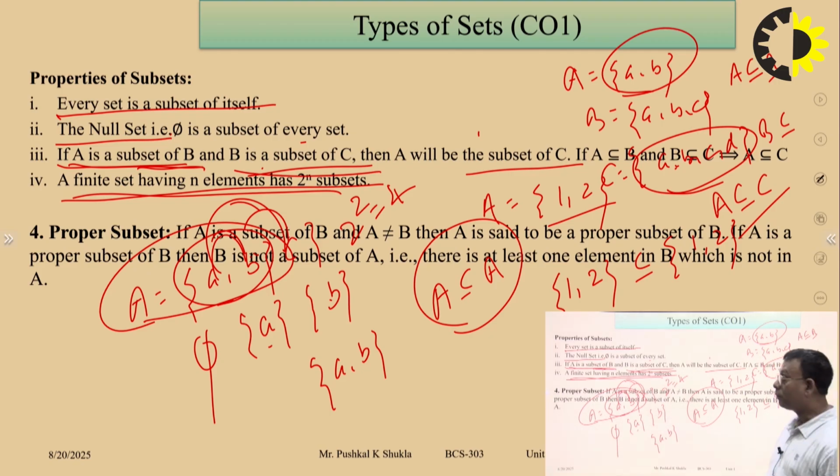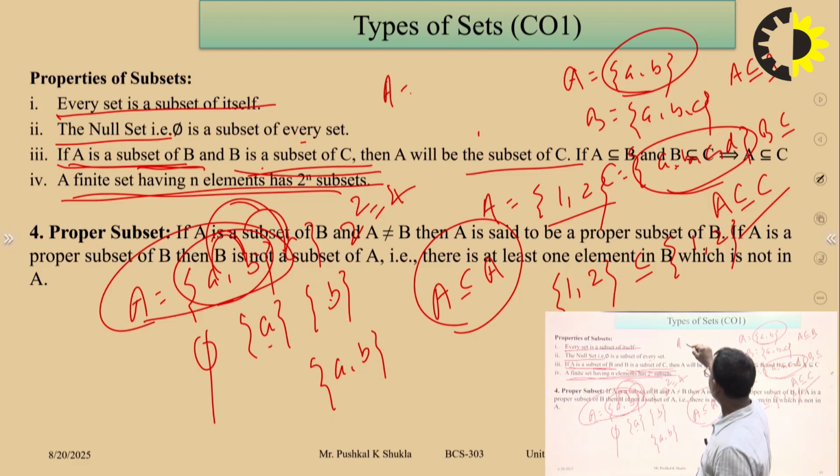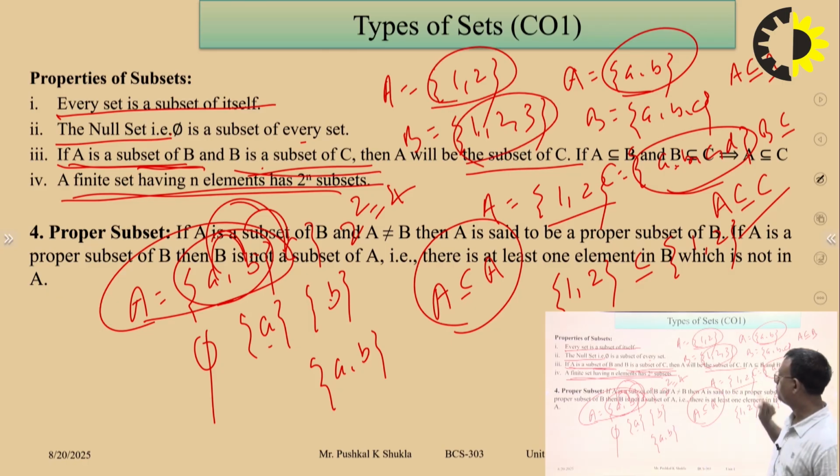Then we come to the proper subset. If A is a subset of B and A is not equal to B, then we can say A is a proper subset of B. For example, A equal to {1, 2} and B equal to {1, 2, 3}. So all the elements of A are in B, but A is not equal to B. So this is an example of a proper subset.